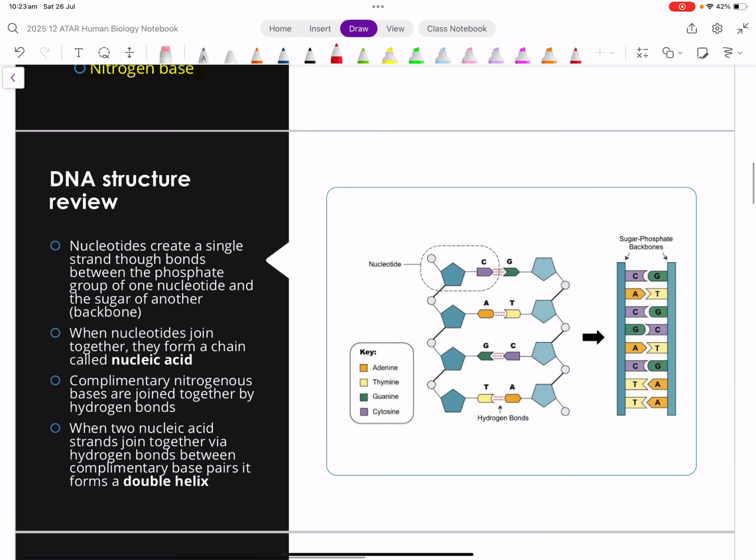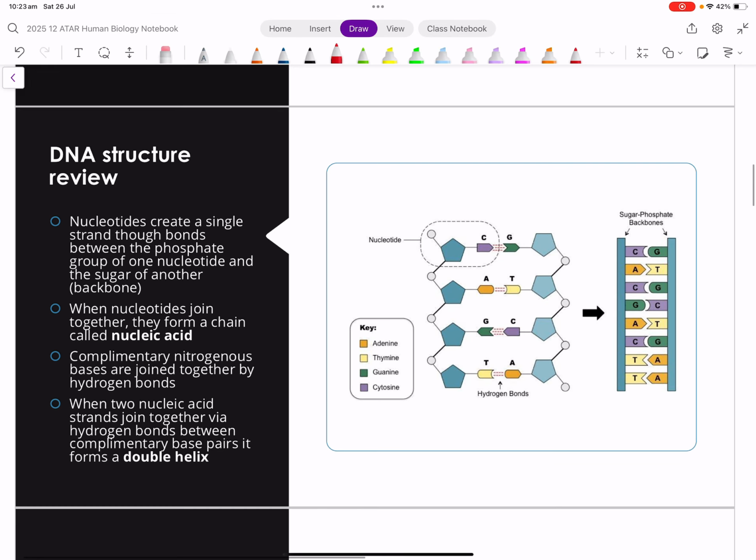When we look at these nucleotides, it's really important that we recognize that they form bonds together between the phosphate groups and the sugar. This is what forms the sugar-phosphate backbone. I'm just highlighting this in yellow, running down the left-hand side of this DNA molecule right now. This is what we call the sugar-phosphate backbone.